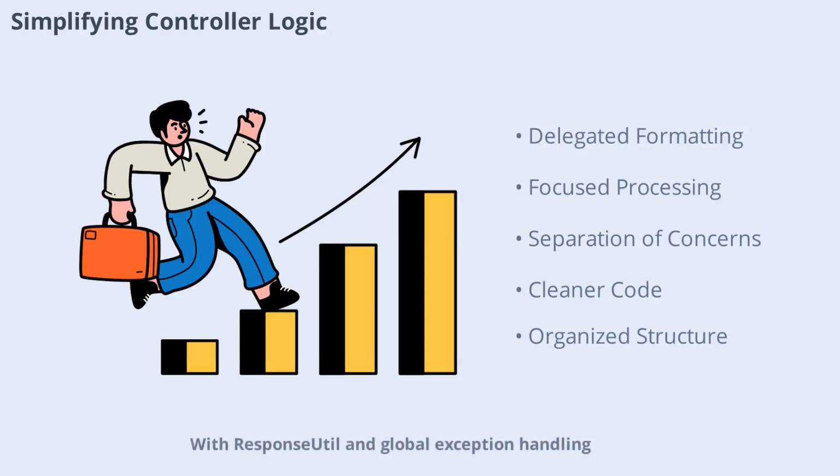With ResponseUtil and global exception handling, controller logic becomes simpler and more focused. Controllers delegate response formatting and error management to utility classes and handlers, allowing them to concentrate on processing requests. This separation of concerns leads to cleaner, more organized code.